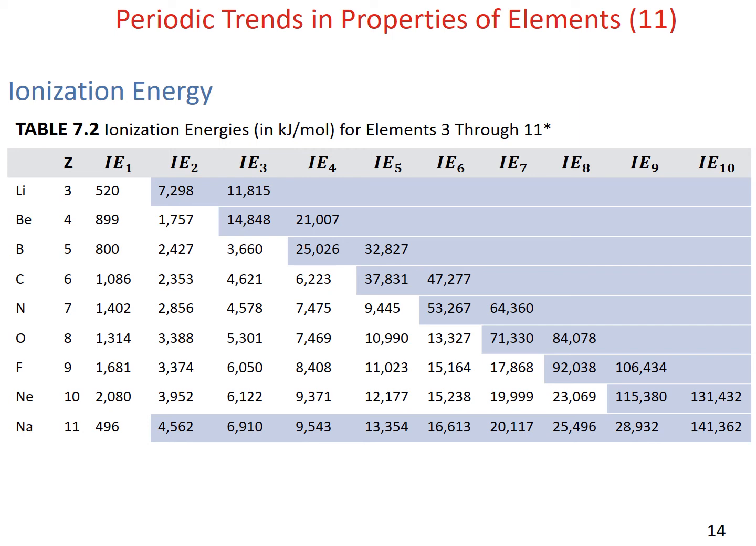So I could ask, where would you expect this big jump to be for something like aluminum? You would go and look at aluminum. Aluminum has 3 valence electrons, so you'd expect it to look very similar to boron there. And after its third step, you would see a very dramatic increase in ionization energy.